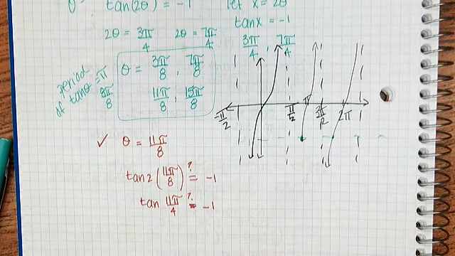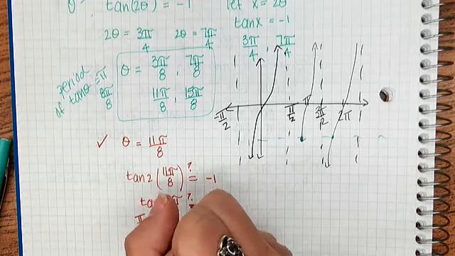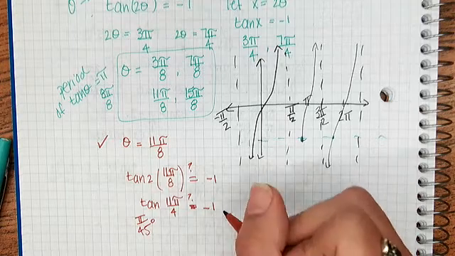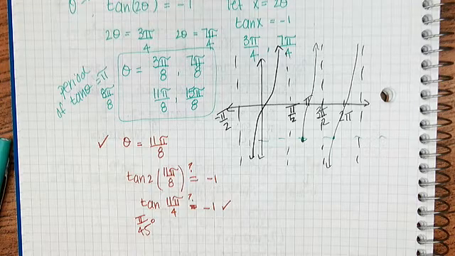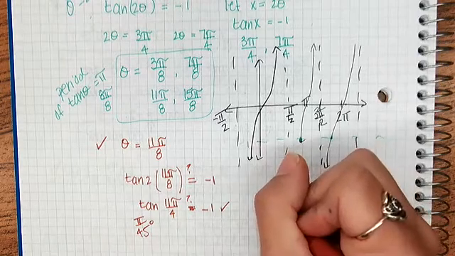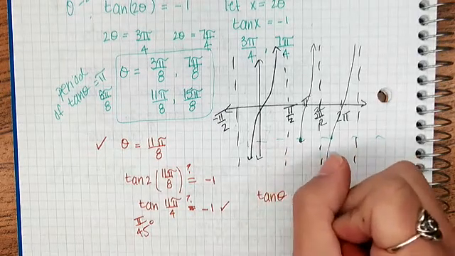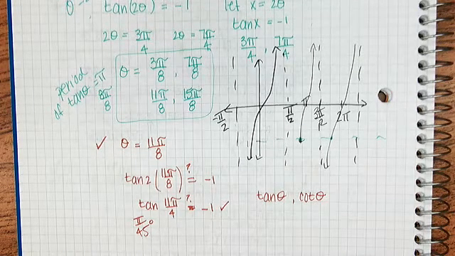Sure is. 11 pi over 4 is in quadrant 2, and it's a 45-degree reference. So this ends up being quadrant 2, 45 degrees, and it is indeed -1. So in this particular problem, there are 4 answers. The only time you really need to worry about adding pi because the period is pi is for tangent and cotangent. That is because sine, cosine, cosecant, secant have a period of 2 pi. And so for the most part, you're going to be okay with that.